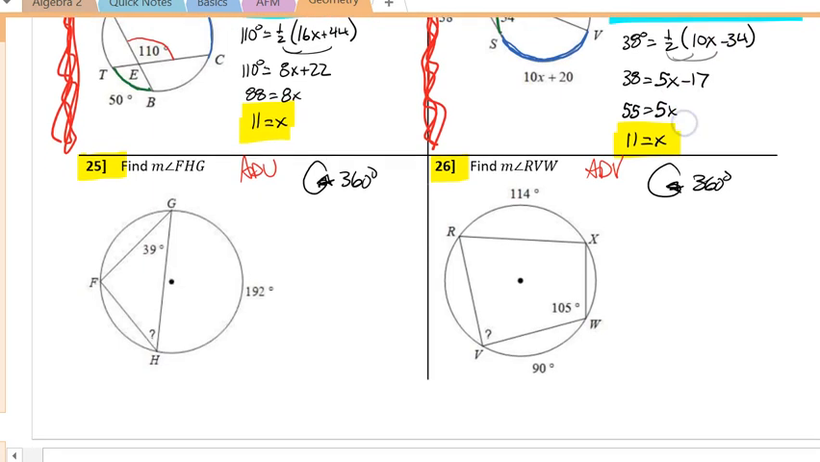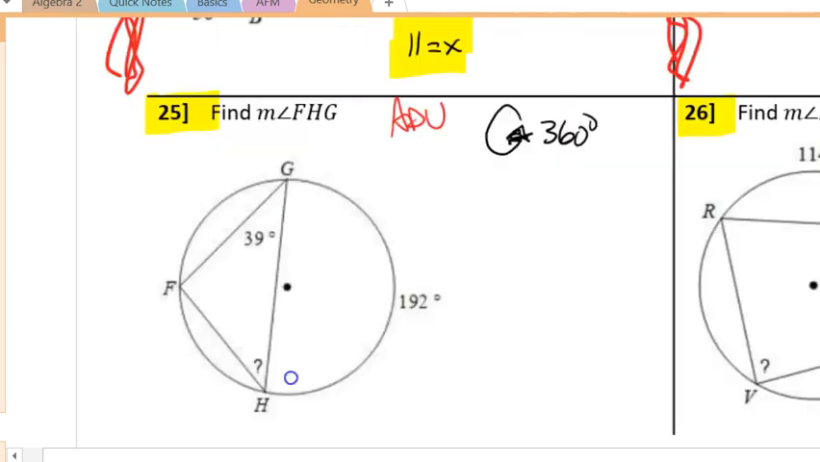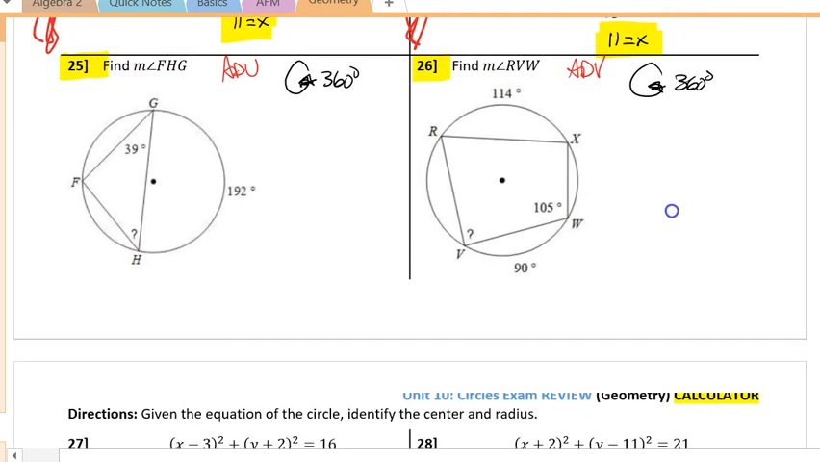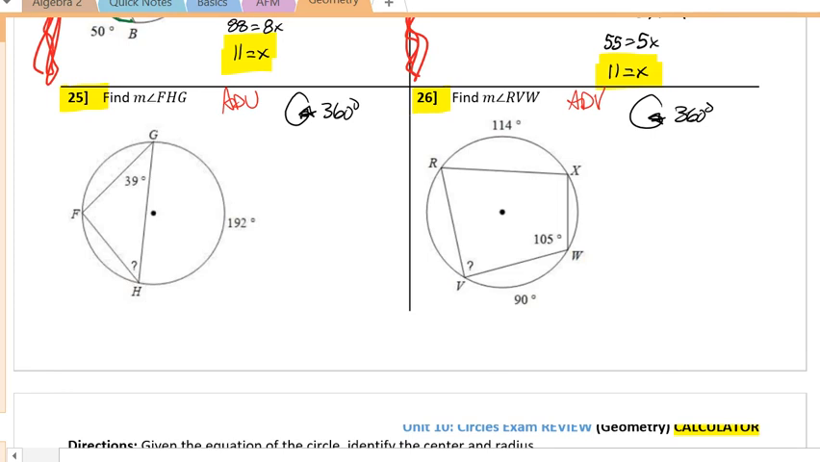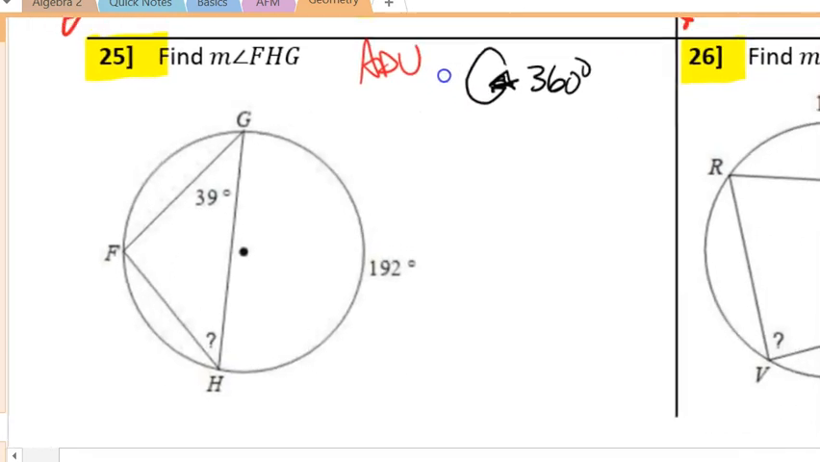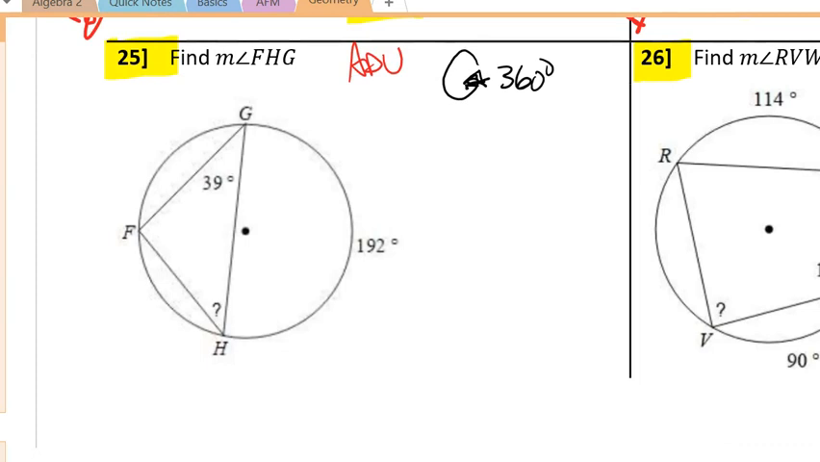Okay, last two problems. Once again, kind of a little bit more advanced. We see that there is a triangle in question number 25 and a quadrilateral in number 26. We're going to focus on the triangle first in number 25. I'm asked to find angle FHG, which is right here. It would be great for us if we were able to figure out what this angle measure was. As we have a triangle, we could do 180 minus 39 minus my other angle measure, and that would give me this angle the quickest.